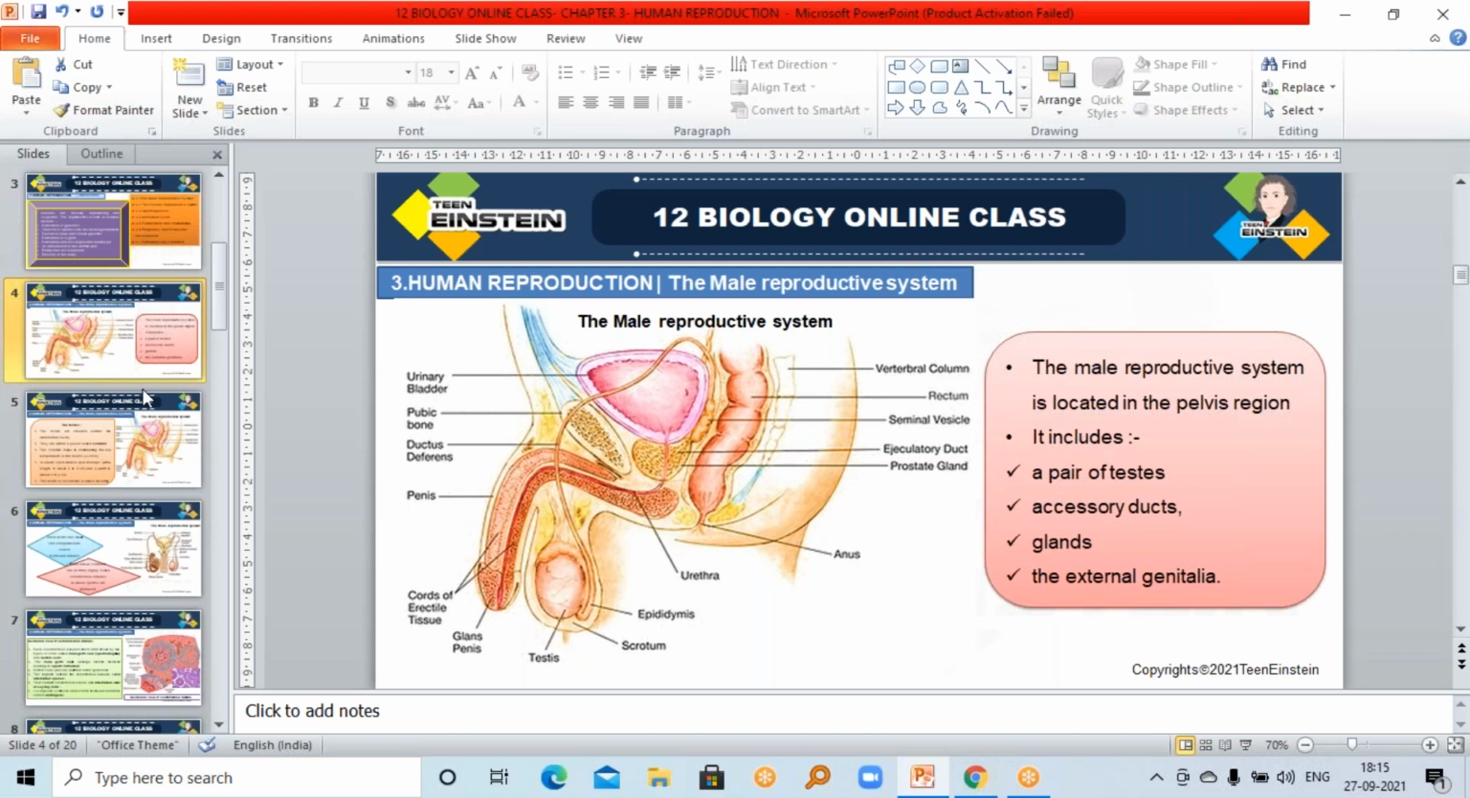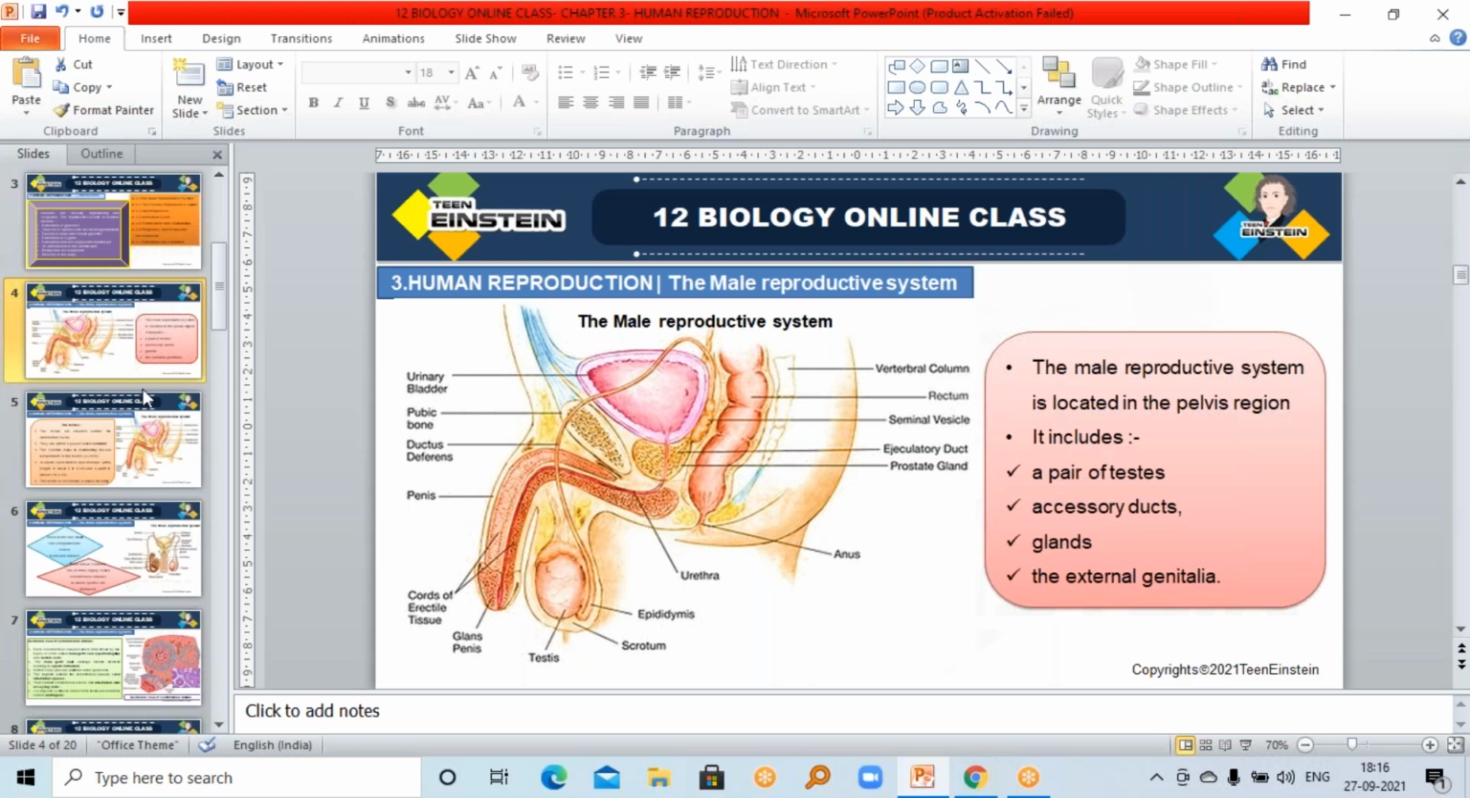That process is called regulation, regulation of this reproductive function. How? With the help of various hormones. Then transferring of the sperm. The produced sperm should get transferred. The transferring of the sperm is also done by the male reproductive system. So these are the main functions of the male reproductive system.